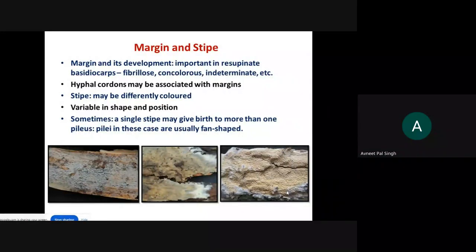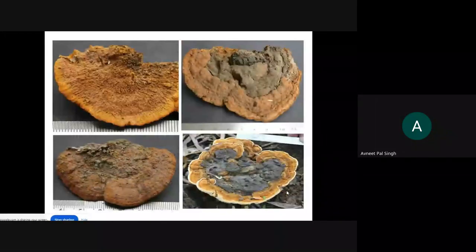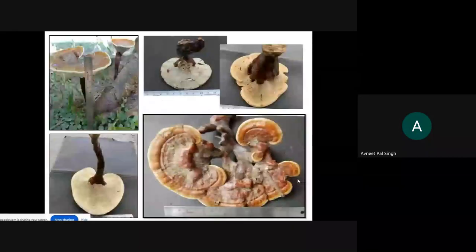If it is a resupinate form, you have only one surface. If it is a pileate form, you have to look at the margin of the hymenial surface and at the margin of the abhymenial surface. For example, just see, this is the abhymenial surface. See how distinct the margin is there. So this color and this nature play an important role in the identification of this polyporoid fungus.